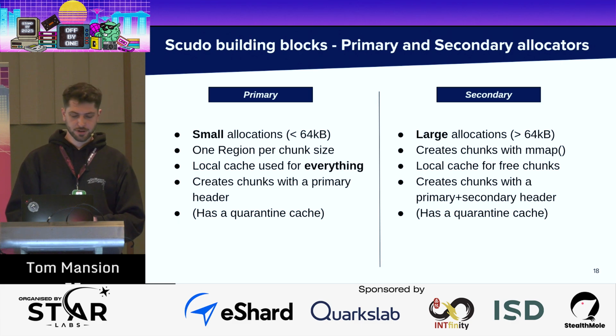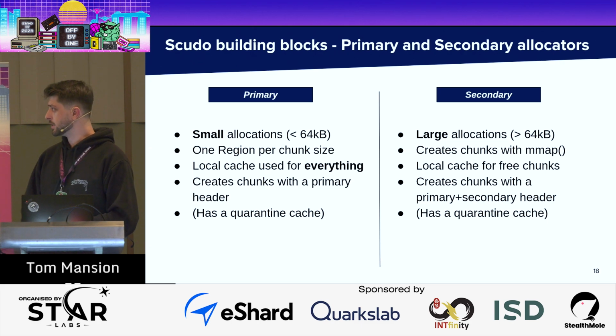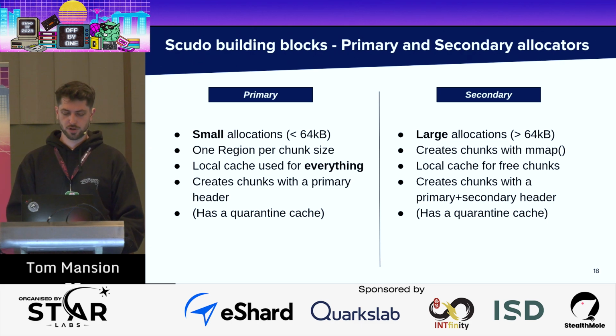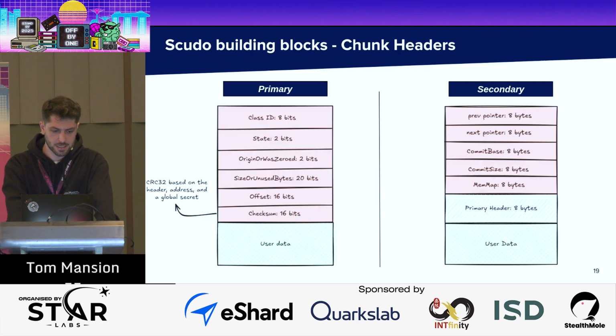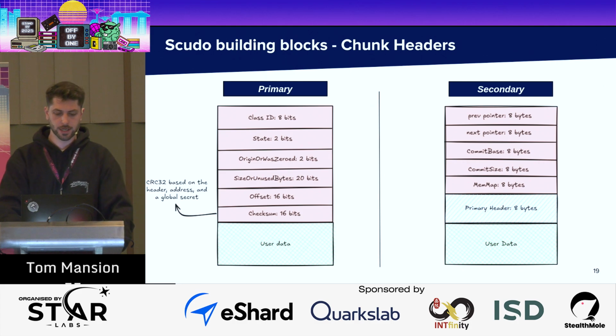In parentheses here, we see that they both have a quarantine cache. I put it in parentheses because actually it's not used in production builds because it's too much of a performance overhead. But the goal is that when you free a chunk, instead of putting it straight into the local cache, you put it first in this quarantine zone where it's going to live for a while and it doesn't get allocated again right away before promoting it to the local cache. But it's too expensive, so it isn't used. This is what the chunk headers look like.